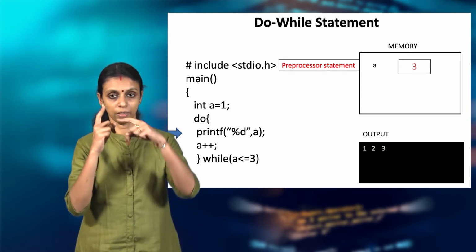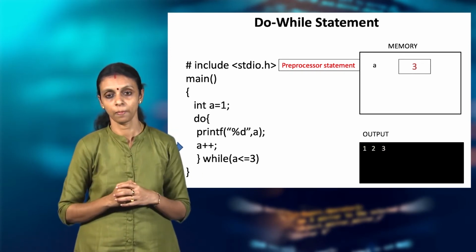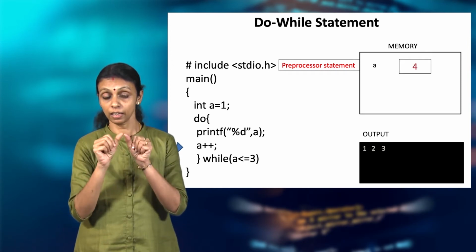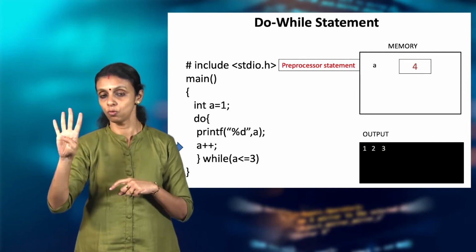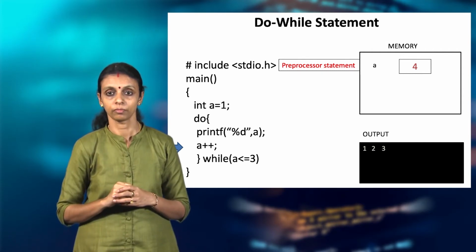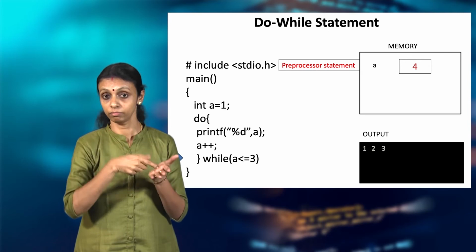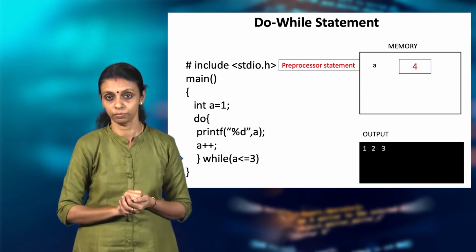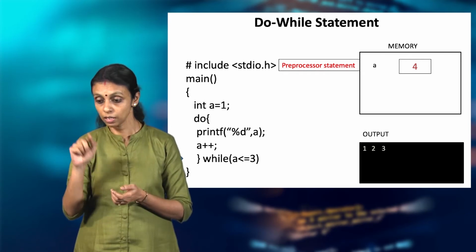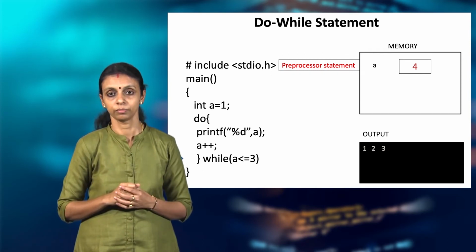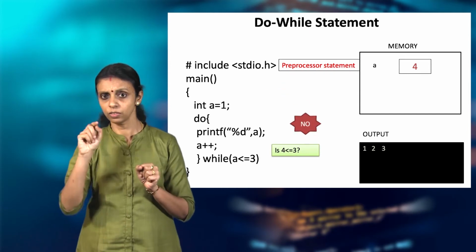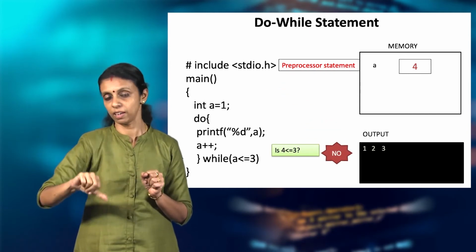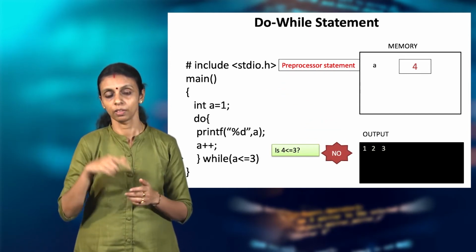Then increments value of A, that is A is equal to 3 plus 1 is equal to 4. Value stored in A is now 4. Checks the condition. Is 4 less than or equal to 3? No, the condition is false. So, it exits the loop.